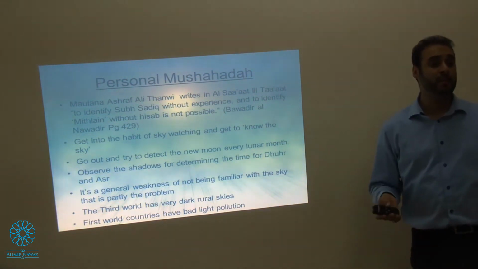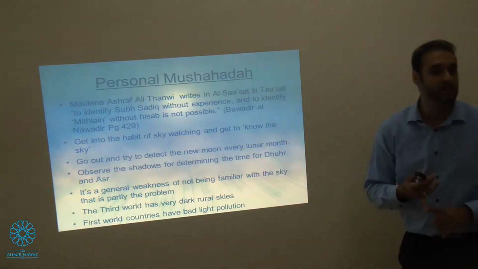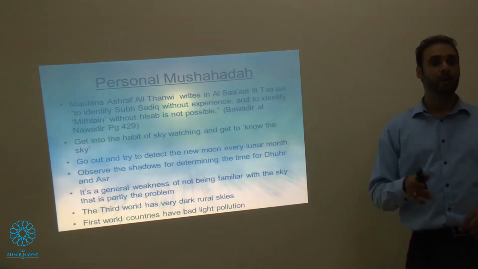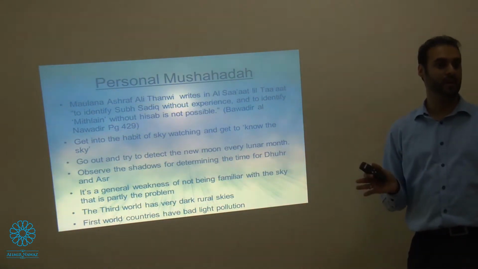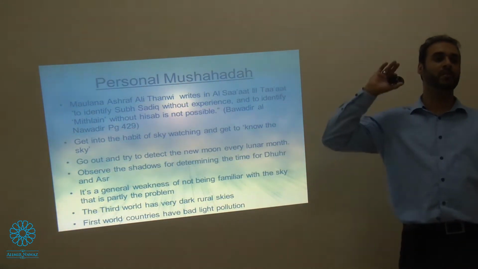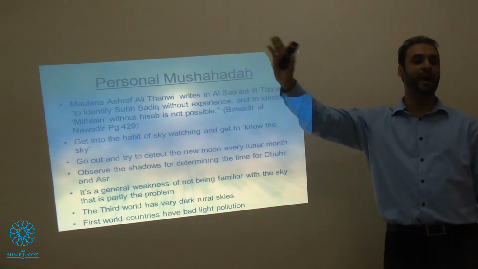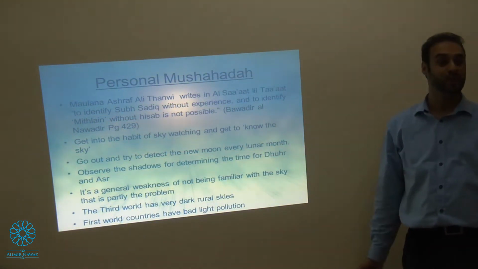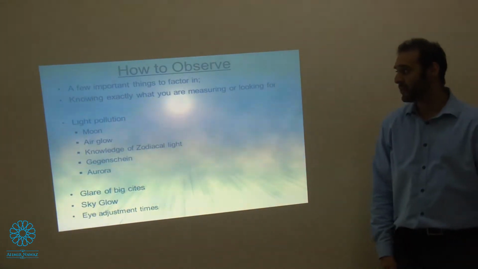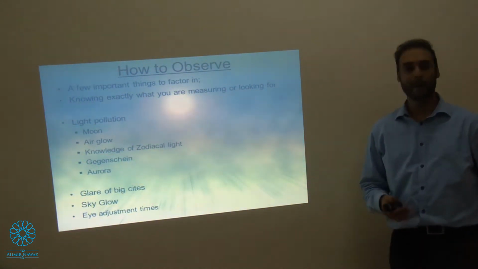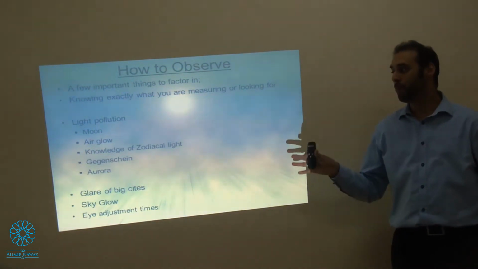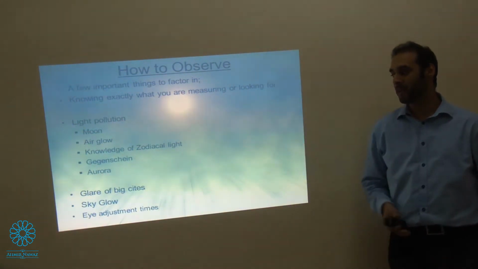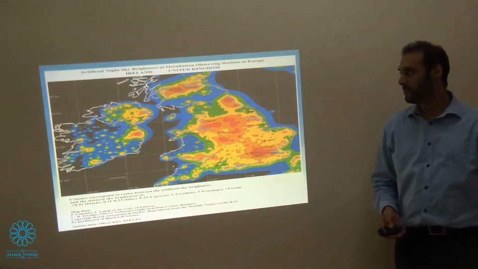So part of our problem is we don't even know the astronomical sciences no more, and we don't know our sky. The third world has very dark skies. The first world, we have very bad skies. We can't see stars. So technically, you either need to go very, very far, like 100 kilometers out of town, or preferably be on a boat in the ocean, or go to the third world to get a truly dark sky. A few important things to factor in: knowing exactly what you are measuring or looking for. Right? Stuff like light pollution, moon, this will affect your observations, air glow, knowledge of the zodiacal light, Gegenschein, aurora, glare of big cities, eye adjustment times.